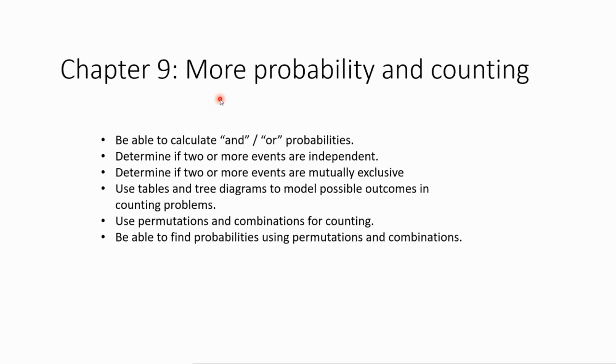We're also going to see what it means. Related to that is the idea that two events are independent or mutually exclusive. You'll see what I mean by that. Essentially, with mutually exclusive, if I remember correctly, it basically means they can't happen at the same time.